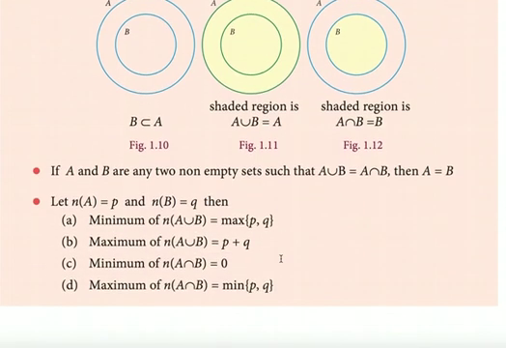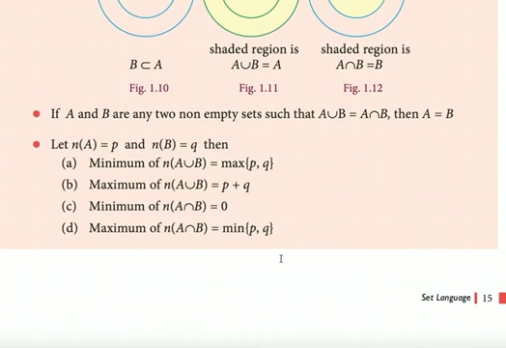If A and B are any two non-empty sets such that A union B equals A intersection B, then A equals B. Let n(A) equal p and n(B) equal q. Then the minimum of n(A union B) equals the maximum of p comma q, and the maximum of n(A union B) equals p plus q.